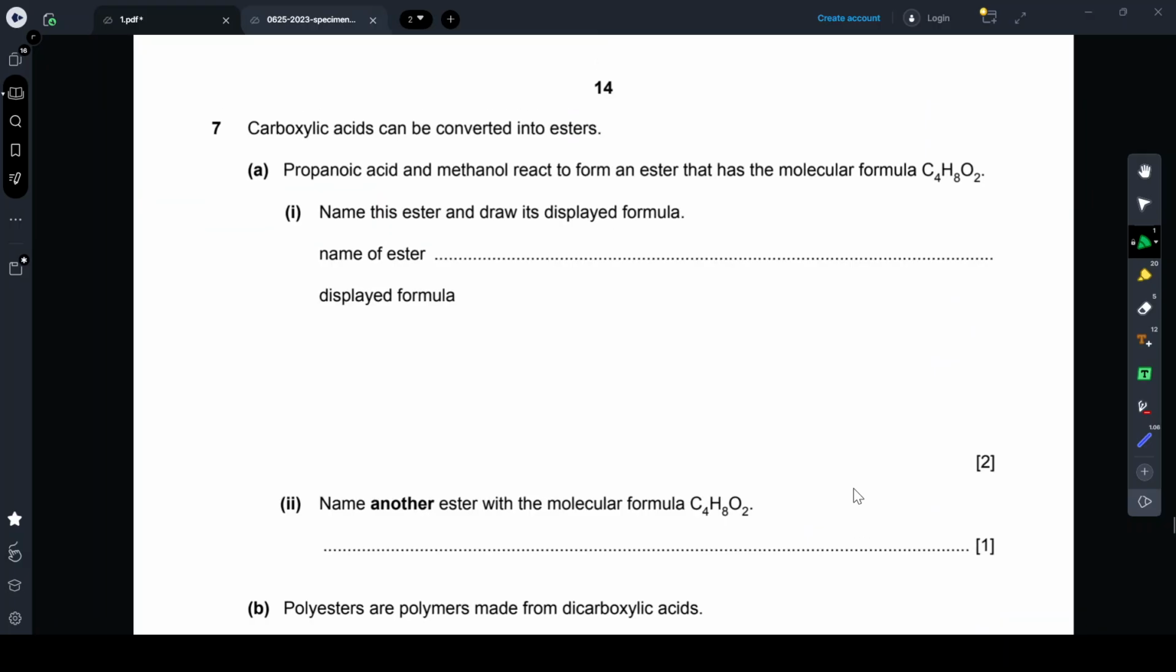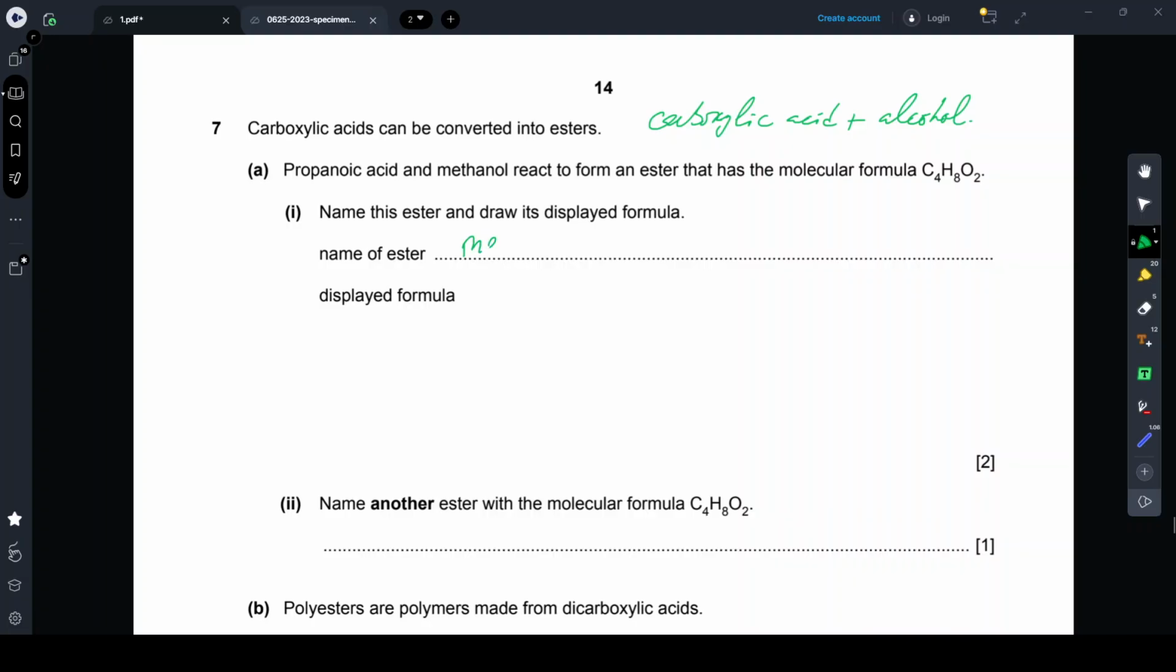Okay. Final question. 5 marks. So this should be quick. Carboxylic acids can be converted into esters. So how do you get esters? You have a carboxylic acid, and what do you react it with? It's given over here. Propanoic acid and methanol react to form an ester of the molecular formula. Alcohol. So it will be methyl propanoate.